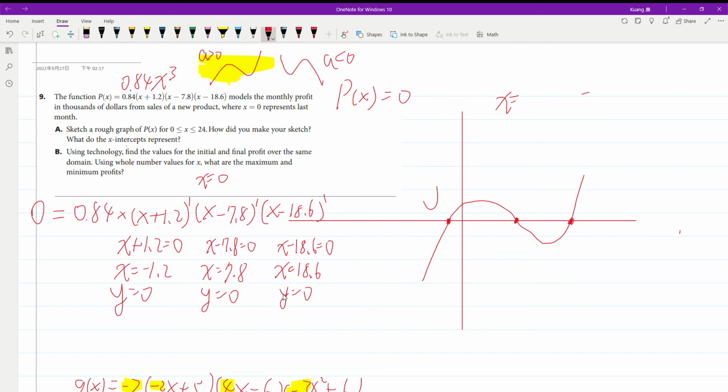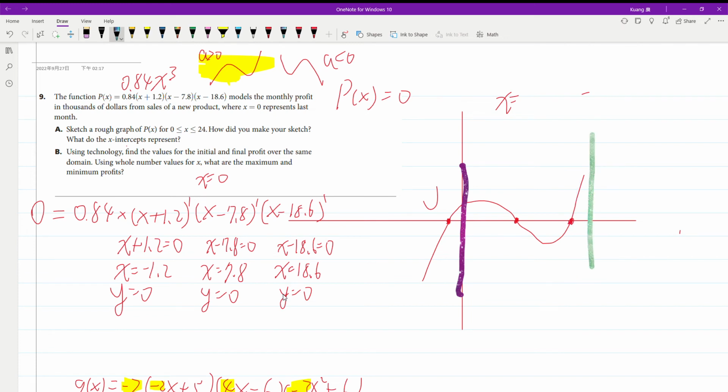What are the maximum and minimum profits? Again, after you type the function, you use second trace. This time, if you want to find the maximum, you can set your left bound closer to the y-axis. So this is your left bound, and set your right bound at 24.